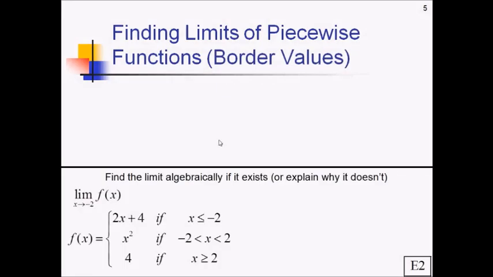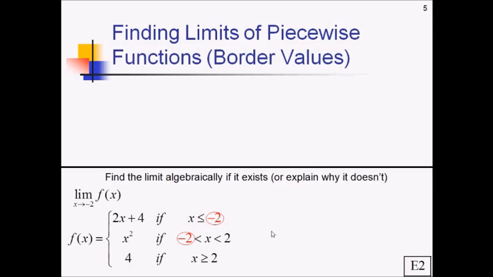For this next example, we're trying to find the limit as x approaches negative 2 for the same piecewise function we just used. Now for this one, you might have noticed that negative 2 is a border value. It's the end of one rule and the beginning of another. If we were just doing f of negative 2, then we would just use this first rule because it says x is less than or equal to negative 2. But we're not finding a function value.